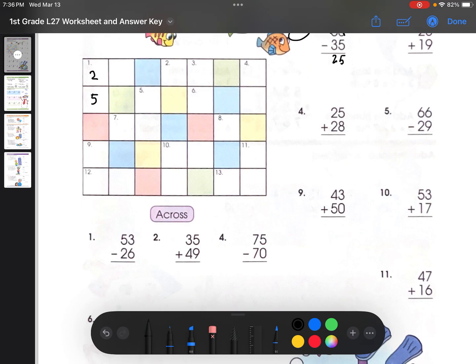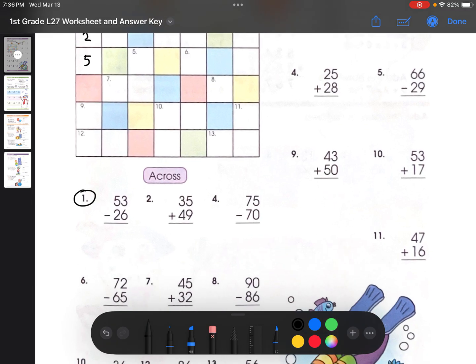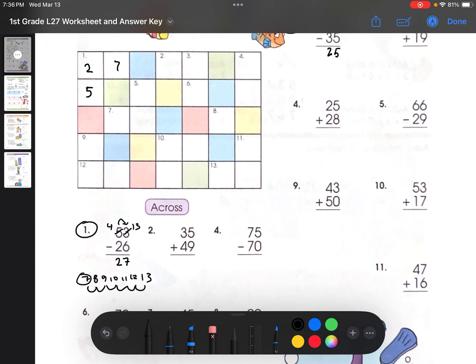Let's do across one while we're at it. 53 minus 26. So again, you cannot do 3 minus 6. So from the 50, you make it 40, and then you donate the 1 to the 3, making it 13. And then you can do 13 minus 6, which is 7. If you guys need help with that, you can always do the counting backwards thing. 12, 11, 10, 9, 8, 7, like that. But yeah, moving on. 4 minus 2 for the tens place is 2. So the answer up here would be 27, just like that.